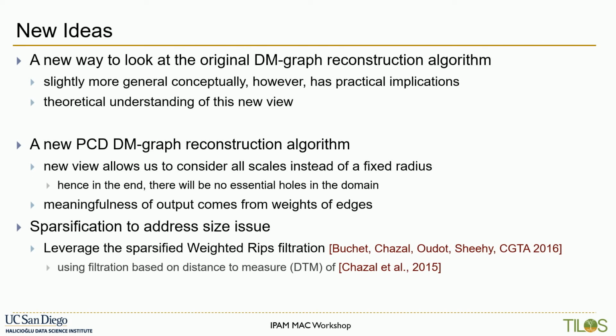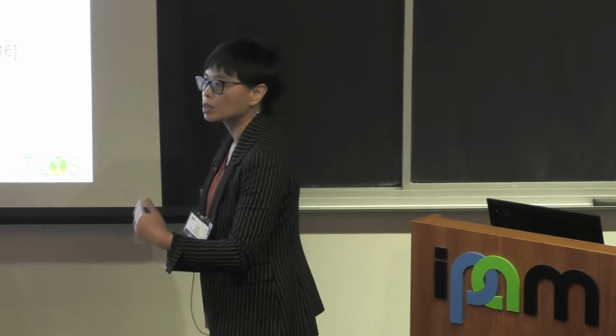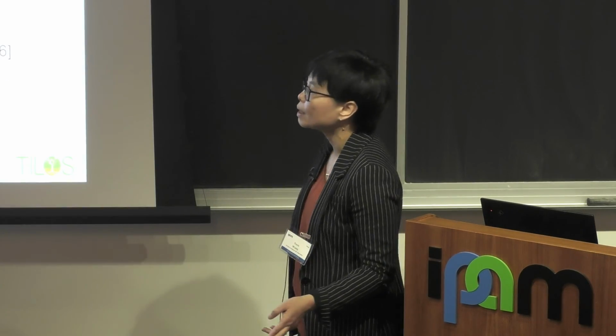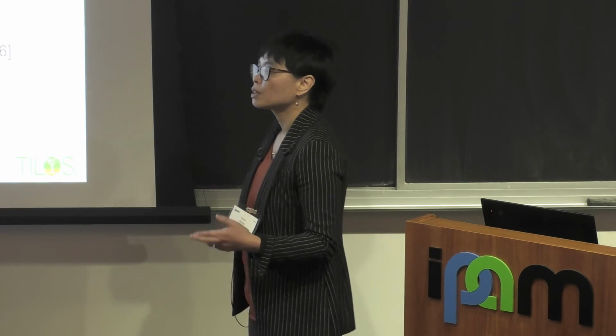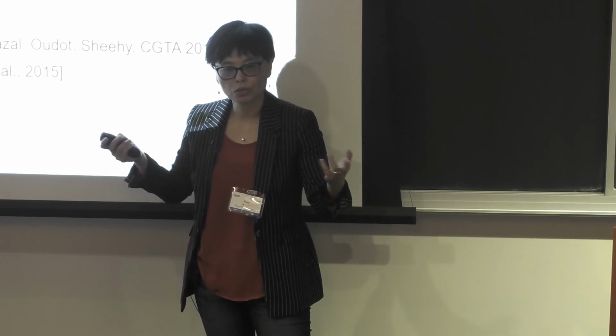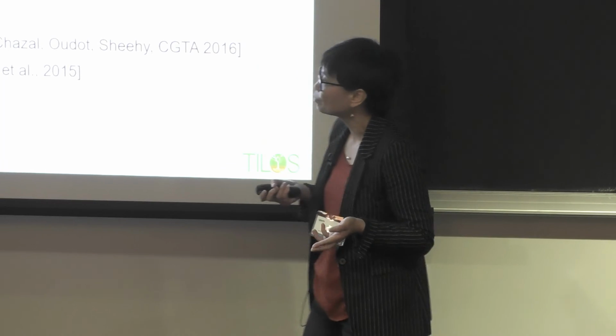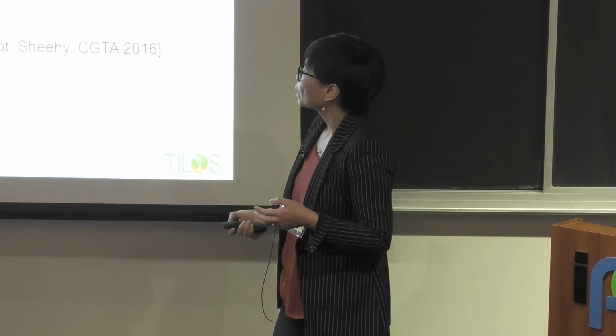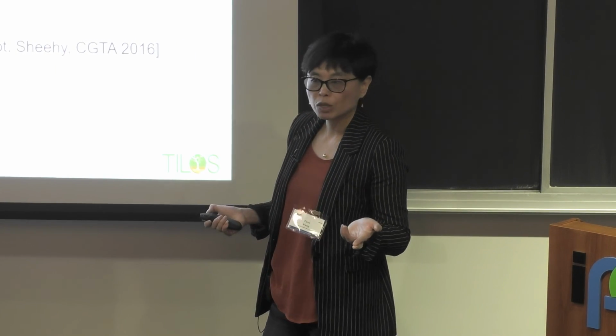So we want our algorithm to directly handle not just a fixed-scale simplicial complex, but a filtration. There's a simple way to modify it, which I'll show you in a minute. The nice thing about this modification is that, number one, we can provide some theoretical understanding of what output is computed by this new algorithm. And also, we can now use any filtration we like.